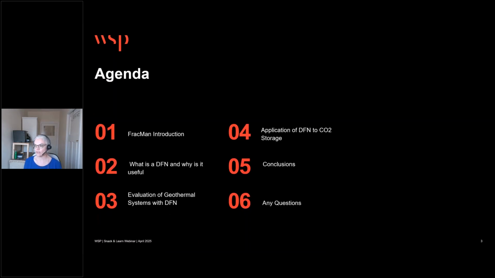During this presentation, I will introduce you to WSP FracMan modeling software and how discrete fracture network models are useful in subsurface resource evaluations. We'll be focusing on the use of FracMan in geothermal and carbon dioxide storage examples. While some of the modeling methodology is similar for both use cases, there are also some key differences which highlights the versatility of FracMan.